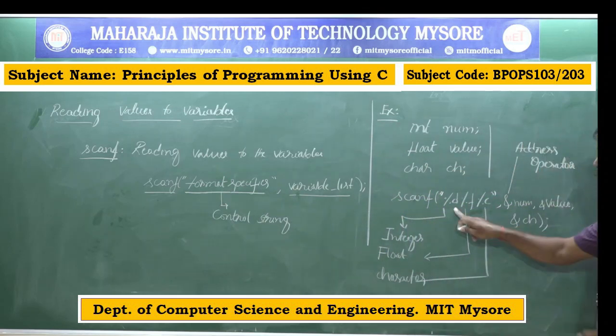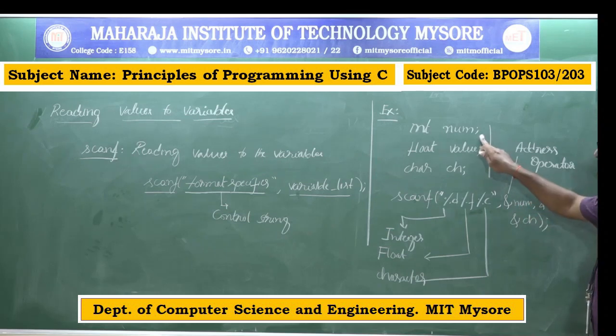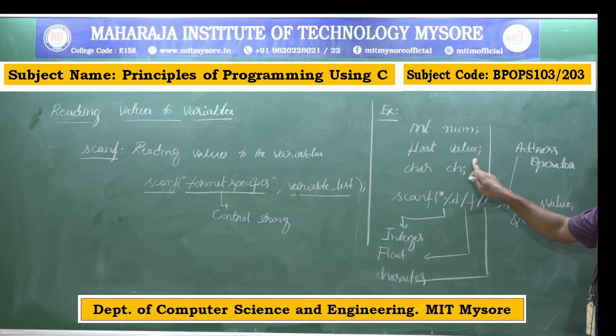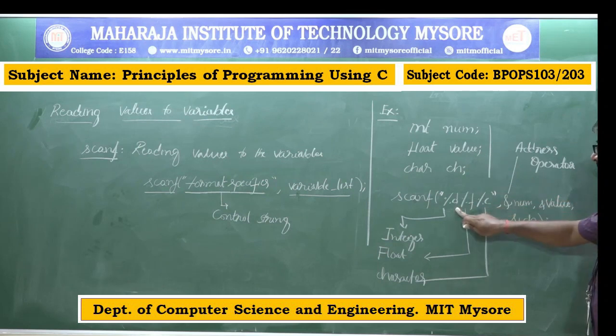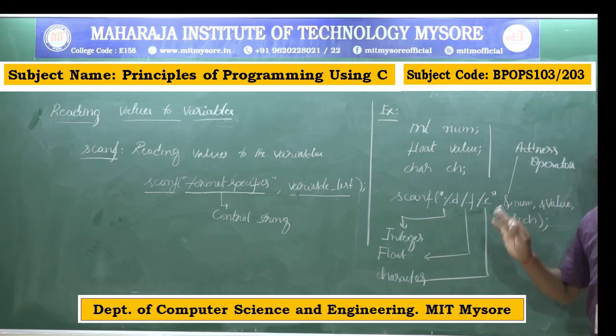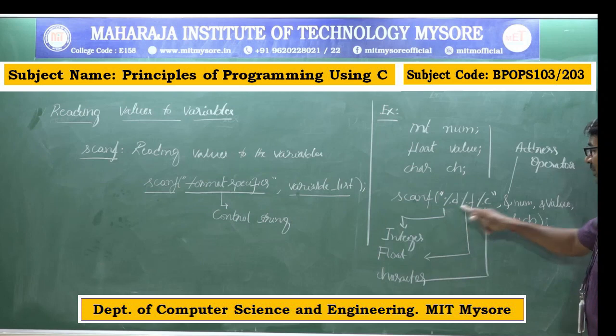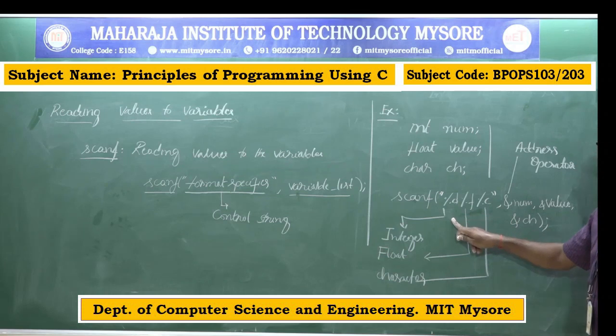Example, here we have specified %d. So the first variable must be an integer variable, that is num. If instead of num you write value, it will return an error message, because %d is for integer type and %f is for float type. Then here we have three control strings: %d, %f and %c. So the scanf statement must contain three variables, which means the number of control strings must be equal to the number of variables.